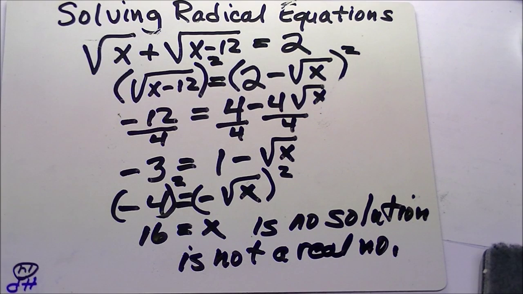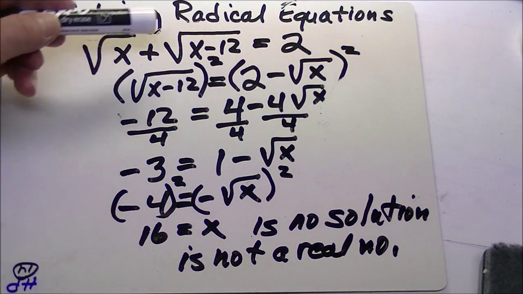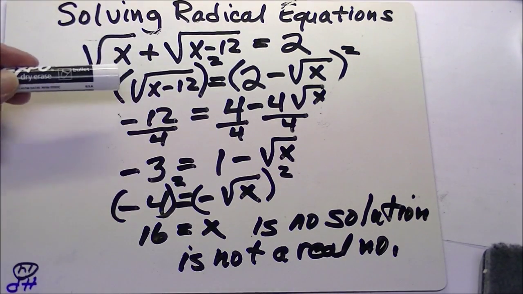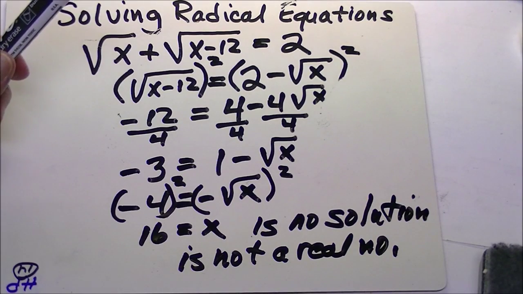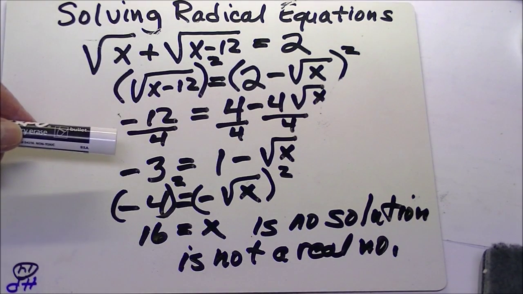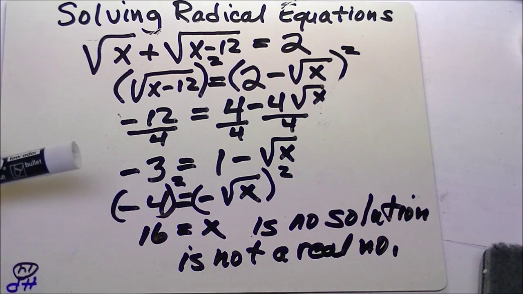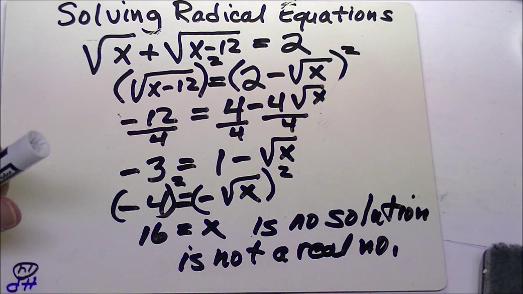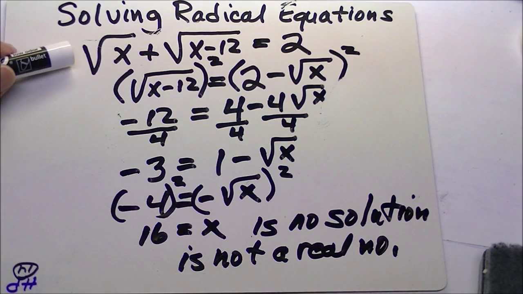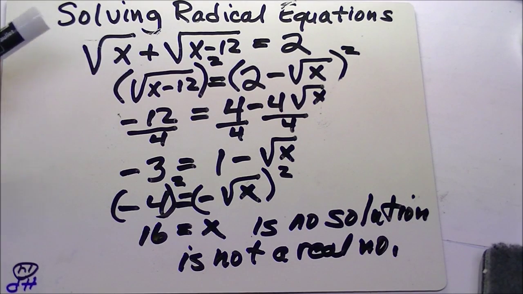Okay, now hopefully I would have picked one that did have a solution, but this one didn't. But that is the process. You isolate one of the radicals, square both sides, expand the binomial that you get, make the numbers smaller, and then isolate the radical again and square both sides. But this answer is not a solution because when you put it into the original equation, it's not a solution. Okay.